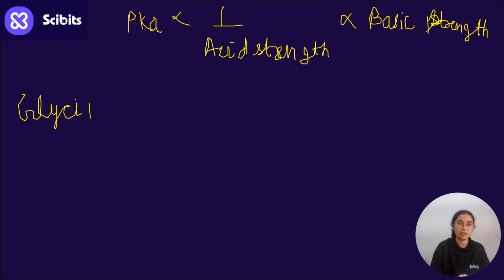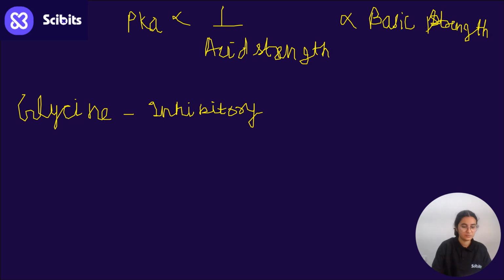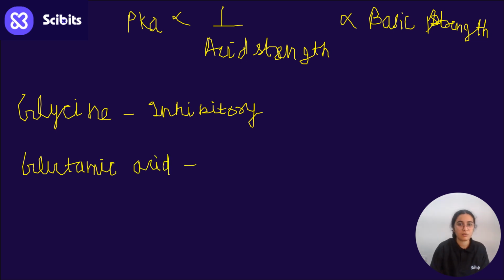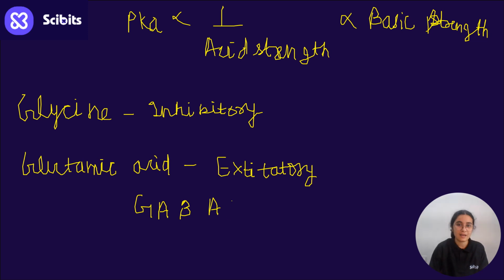Just to remember that glycine acts as an inhibitory neurotransmitter. Let me tell you about this glutamic acid. Glutamic acid acts as an excitatory neurotransmitter, but when it is in the form of GABA, it acts as an inhibitory neurotransmitter. Okay.